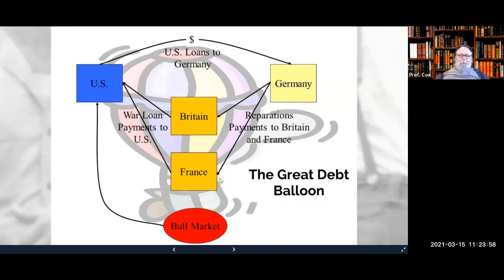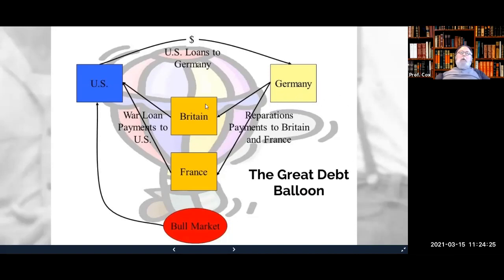Questions, comments? Okay, so all right, at any rate, we have Britain and France owing huge amounts of money to the United States. And we have Germany owing huge amounts of money to Britain and France. And Americans insist that Britain and France have to pay up. So Britain and France then will insist that Germany has to pay up. Okay.